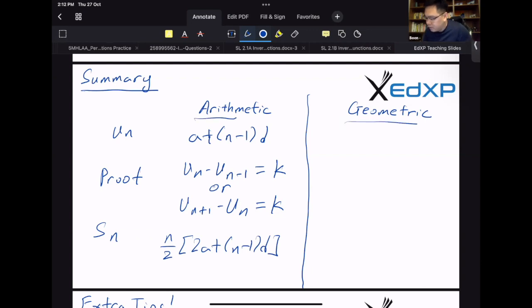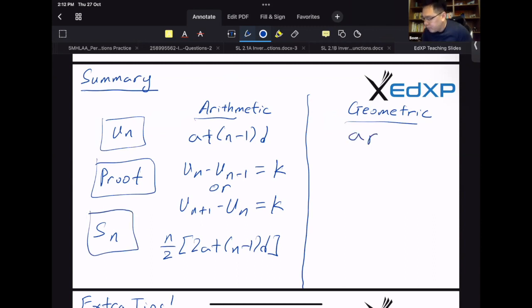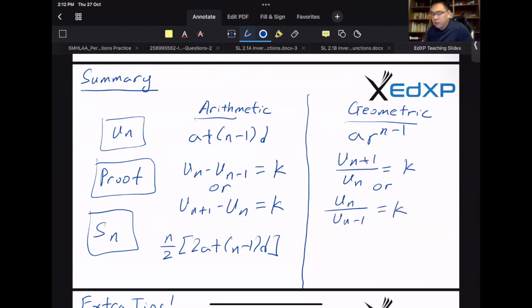Let me put some headers here. For a geometric general term, we have proven it to be ar to the n minus 1. The proof is that we take a general term and divide by the term before it. As long as you take a term, divide by the term before it, and get a constant, it must be geometric. And of course, the last one, the sum of a geometric series, is given by a times r to the n minus 1 over r minus 1. You can also do the other version, which is the same thing.